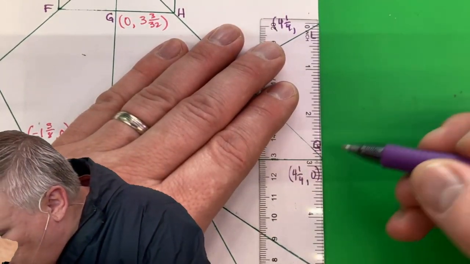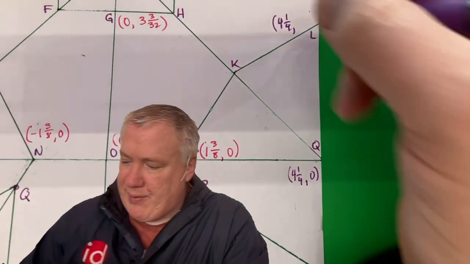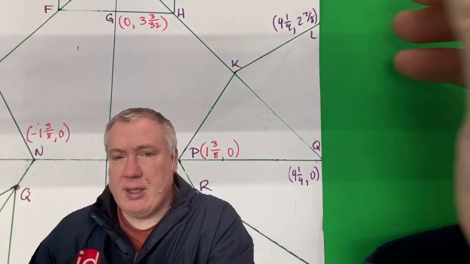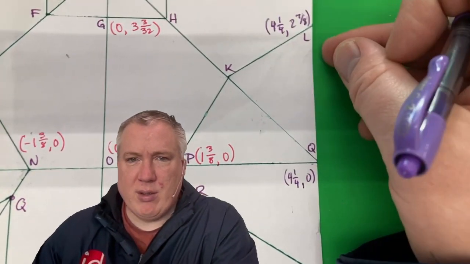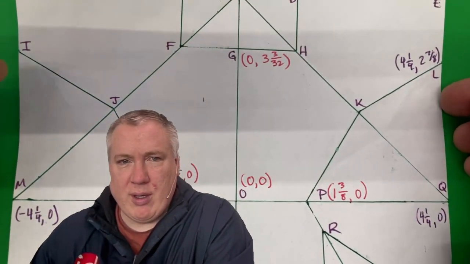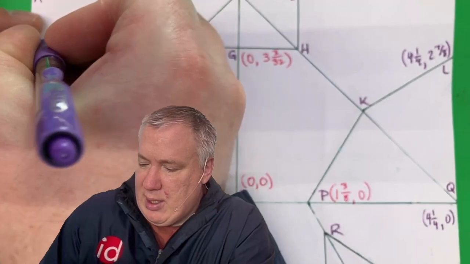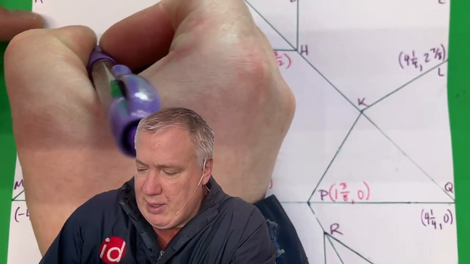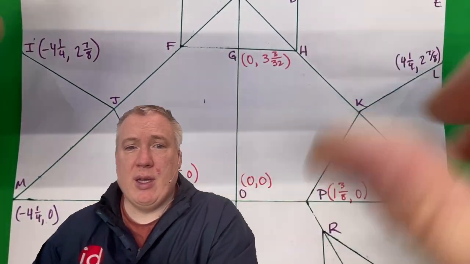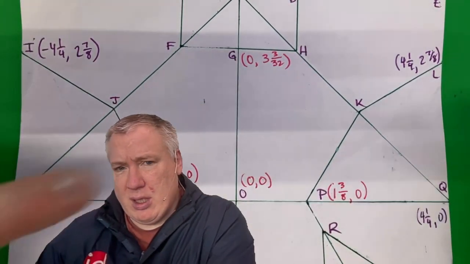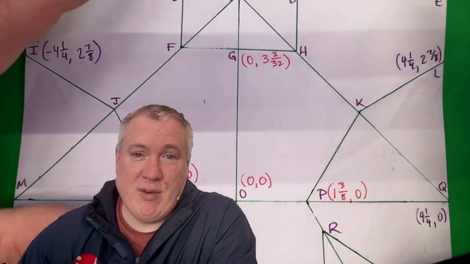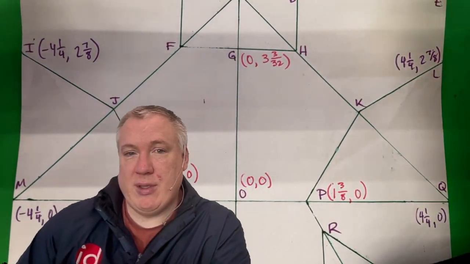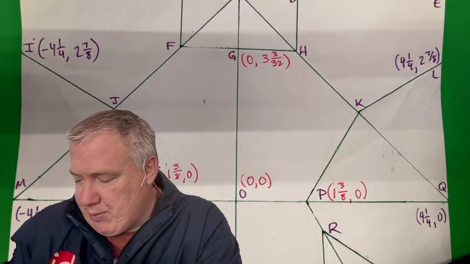I'll do a quick measurement here. I get 2 7/8, so I'm going to write 2 7/8. The nice thing is, again, because it's symmetrical, the corresponding point on the other side would be negative 4 1/4, but it would still be 2 7/8. The point here is that if you're using the logic of this grid, you don't have to measure everything a bunch of times. There are way fewer measurements than you might think you need to do.